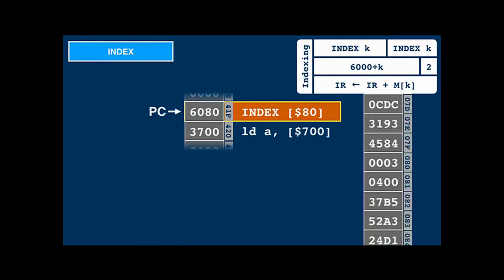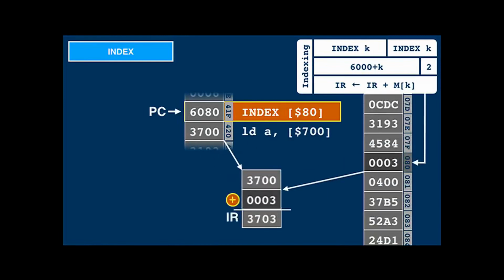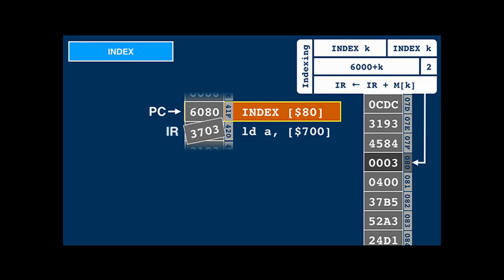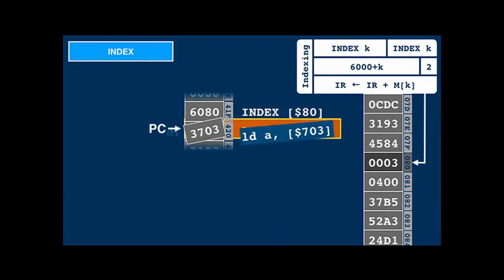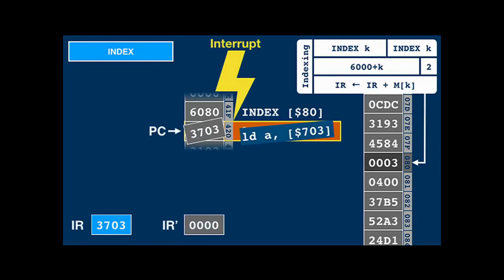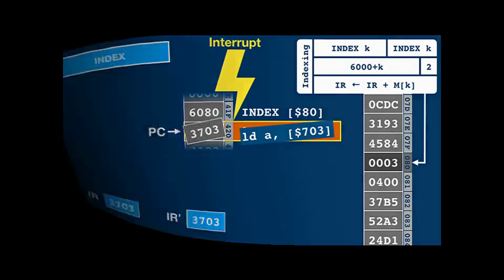The CPU reads from the given address, 080 in the example, then adds its value, 3, to the instruction code of the following instruction, 3700, which is stored in the internal IR register. Then it uses the resulting instruction code 3703 for the next instruction, which is a load from 703, the effective address. If an interrupt occurs after the index instruction, that is no problem because IR contains the effective instruction code, which will be saved into IR prime and restored at the end of the interrupt handler.